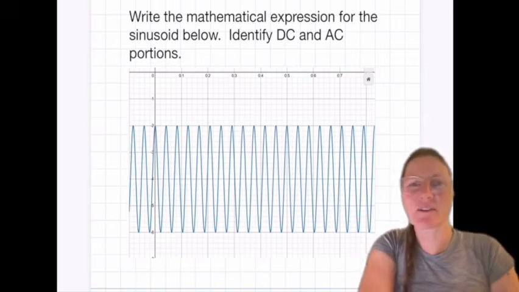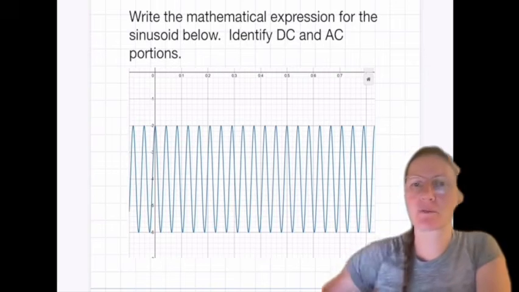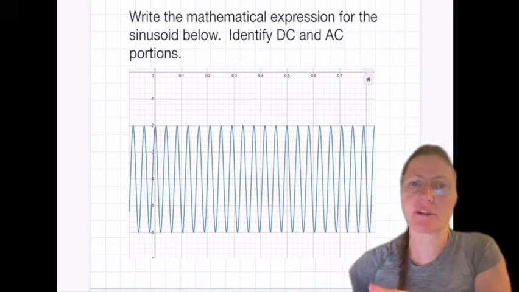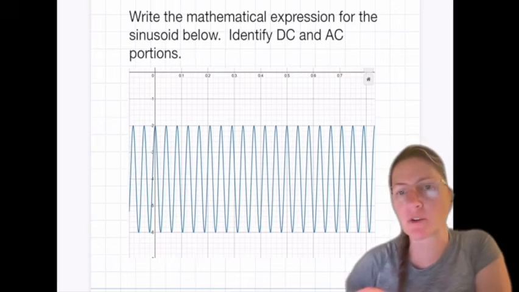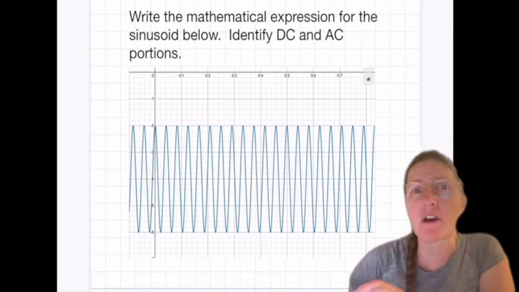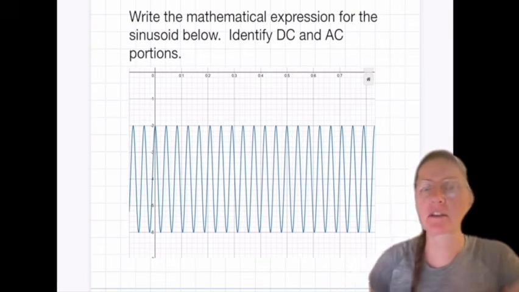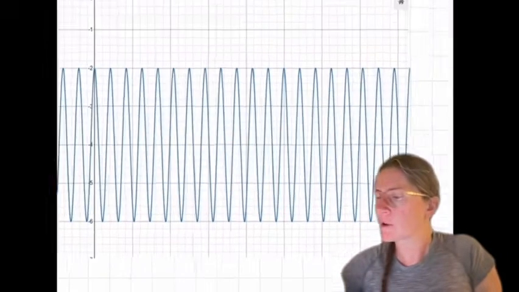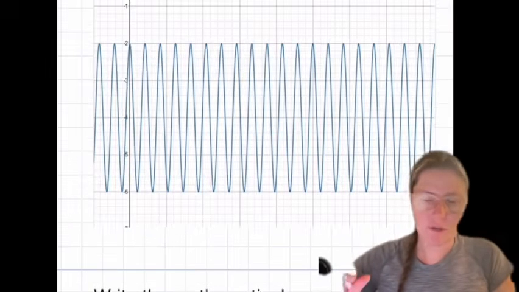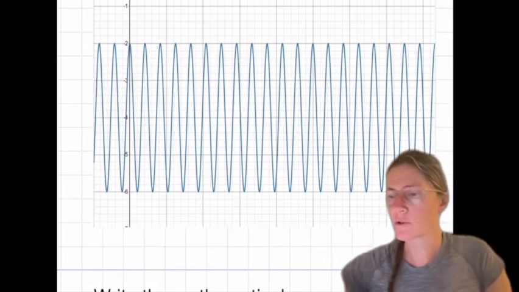Hi again. These are going to be examples of looking at the waveform from an oscilloscope or just a graph and being able to express the mathematical expression for the sinusoid, along with identifying the DC and AC portions of the signal. First off, you want to determine what the amplitude is.